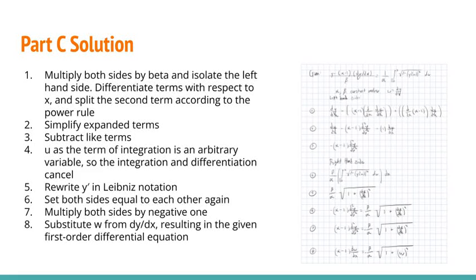For step 2, simplify the expanded terms. After subtracting like terms, the left-hand side is successfully reduced. For the right-hand side, the differentiation and integration cancel.